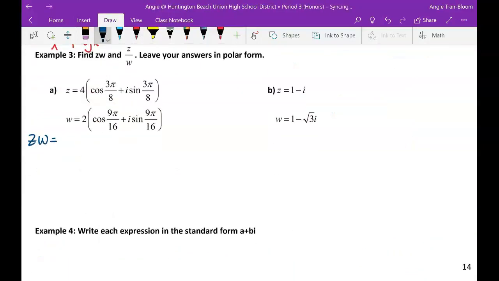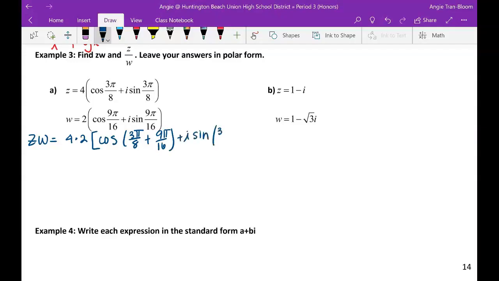So multiply first. I'm going to take my 2 radii, 4 times 2. Then I'm going to add the angles: cosine of 3 pi over 8 plus 9 pi over 16, plus i times sine of 3 pi over 8 plus 9 pi over 16. From here, I would just sit and simplify. So let's work it out.